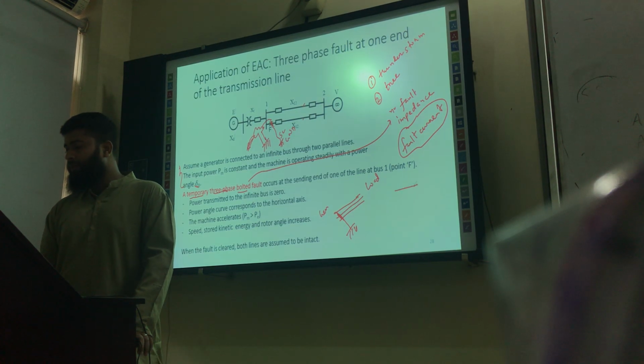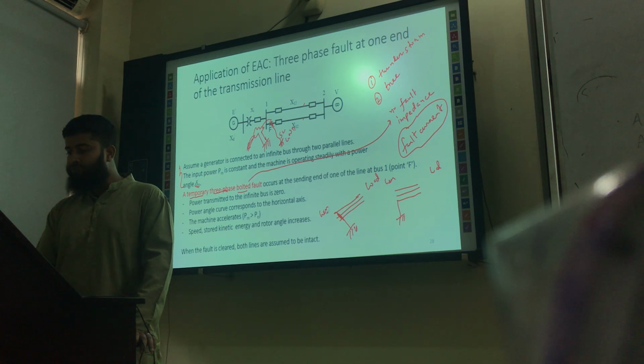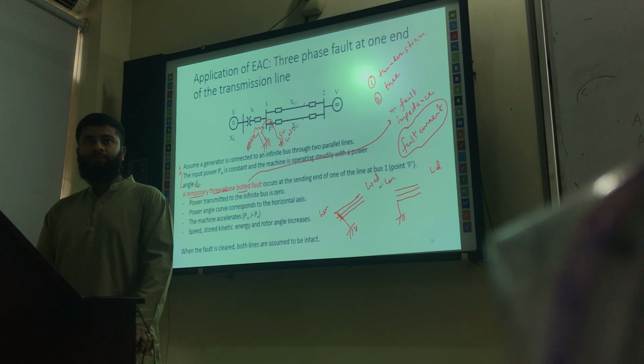Now another type can be single line to ground fault or double line to ground. Okay. So let's think about the single line to ground fault. This is the case for the single line to ground fault. Only one line is affected, but the other two lines are healthy, right? So if this is the generation end and this is the load end, your job is to supply the power from the generation end to the load end, right?